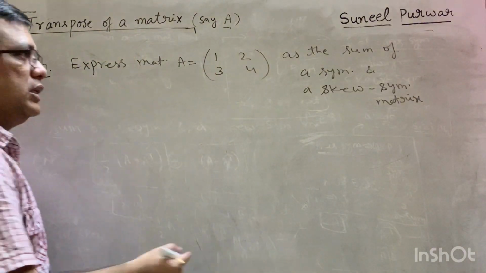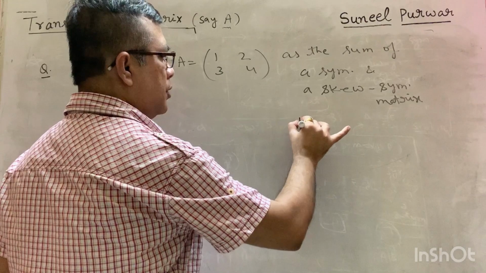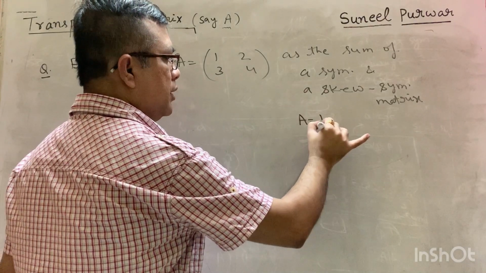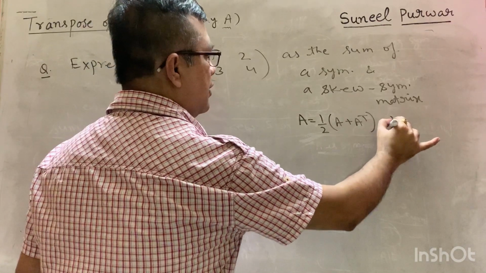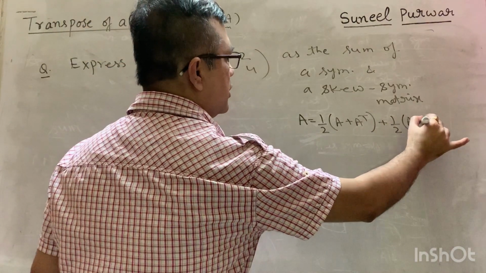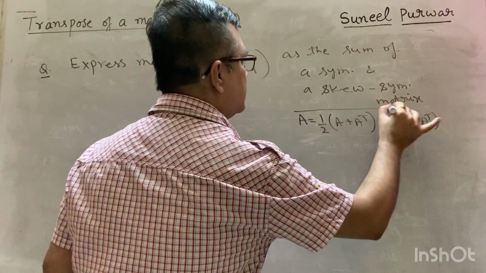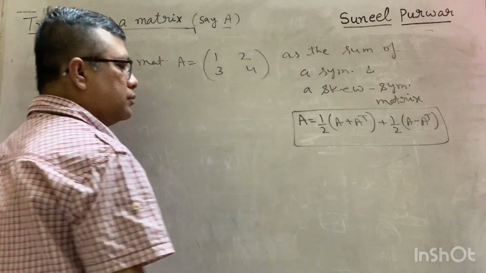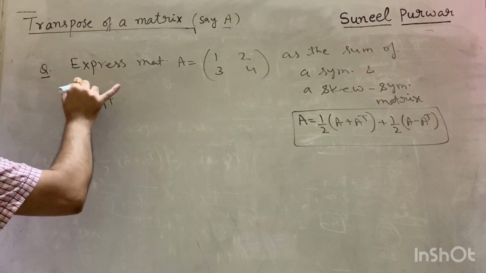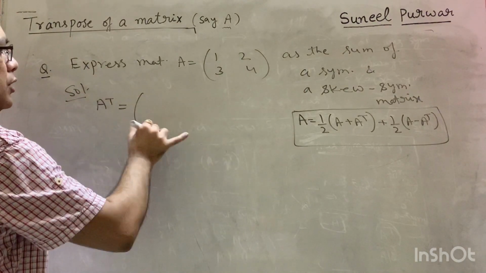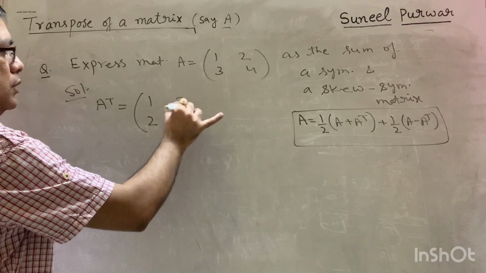So what was our formula? Our formula was matrix A should be written as half of A plus A transpose plus half of A minus A transpose. This was our formula. So find out A transpose. What will it be? 1 2 3 4.